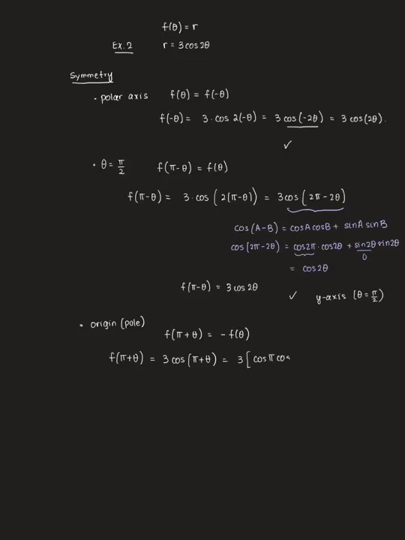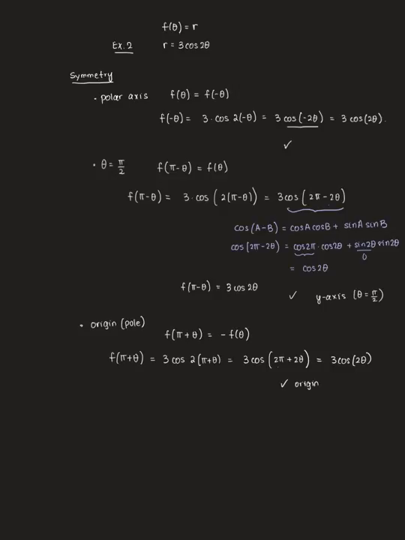Oops, I forgot the 2. Hold on, let's go back here. Cosine 2 times pi plus theta. So that's going to give us 3 cosine of 2 pi plus 2 theta. Well, this is easier for me to see than the other one was, although they're both pretty much the same. If we just add 2 pi to 2 theta, we'll get to the same place. So this will be 3 cosine 2 theta. And so we also have symmetry over the origin.